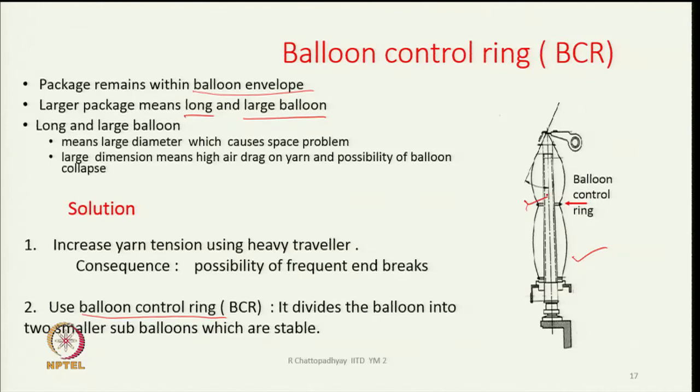This is a balloon control ring. It divides the balloon into two smaller sub balloons which are stable. When we discuss the balloon mechanics, we will try to explain how balloon control ring is going to produce two sub balloons and thereby avoid the collapsing tendency of a large balloon. So, the problem can be mitigated by having a balloon control ring, basically just a ring, and the balloon is made to stay within it, and the yarn rotates within this.